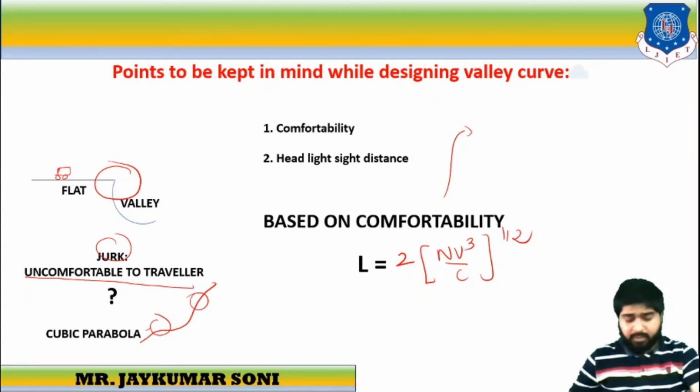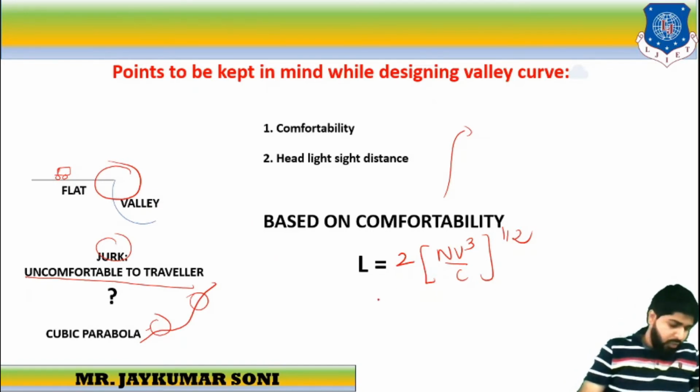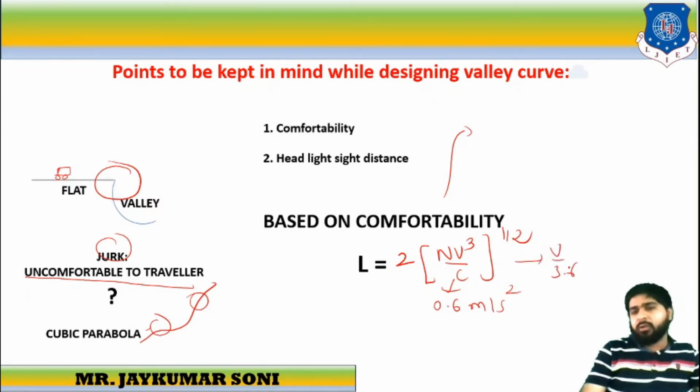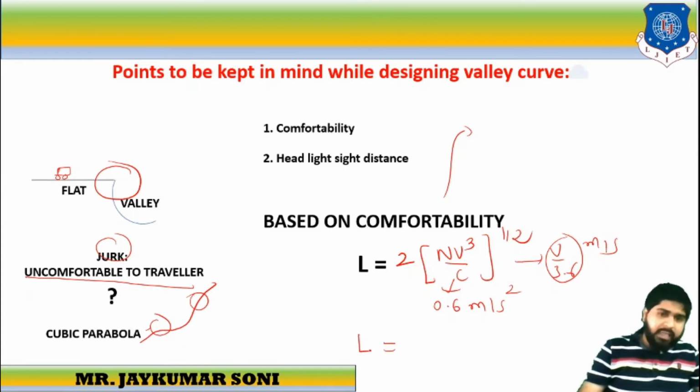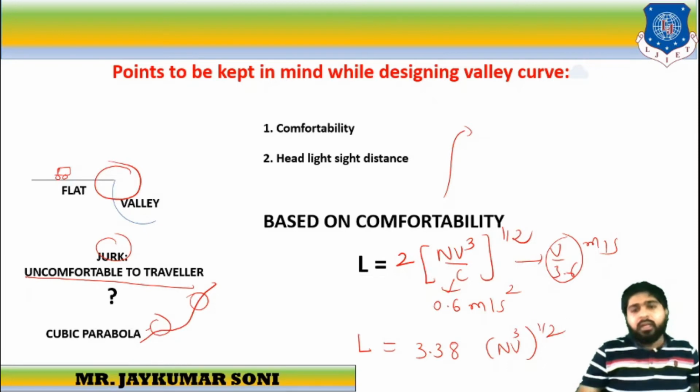Let me tell you what we will get exactly. This is the equation, right? The value of C you have to take is 0.6 meter per second square. This V is in capital, so you have to convert the V by 3.6 in order to get it in meter per second. If you put this V by 3.6 over here and 0.6 over here, you will get the ultimate value of L as L equals 3.38 (NV cube) raised to 1 by 2. This is what you will get.